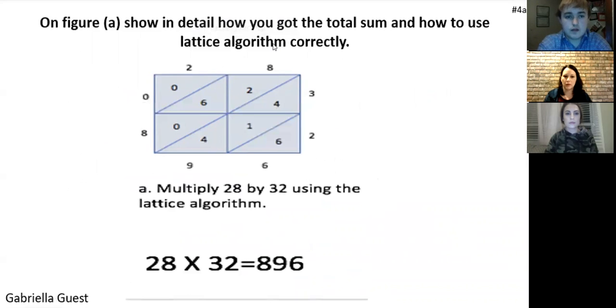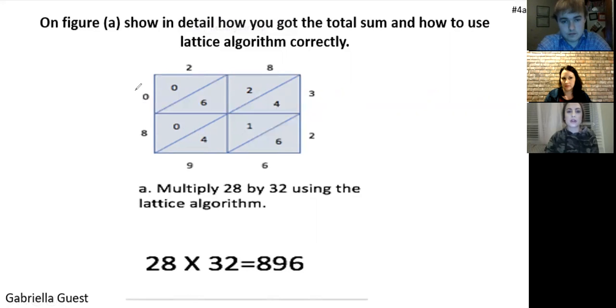How do you multiply using the lattice algorithm? All you have to do is you make a cube with all these little slants in the middle, and since you're multiplying 28 by 32, you put your 2 and your 8 on the top, and then your 32 on the right side, and then all you have to do is do 8 times 3 and you get 24, and then 3 times 2 and you get 6, and you put your 0 there to hold your place value, and then you just keep on multiplying.